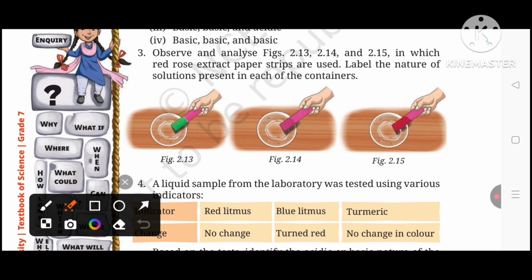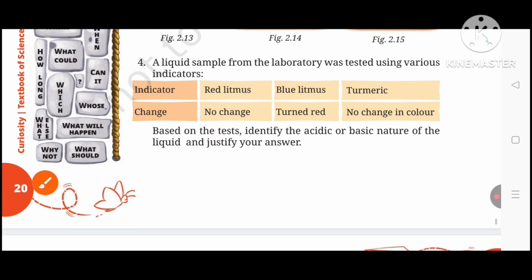If the red rose extract remains its color, or the change in color is very low, then the substance present in this petri dish may be mildly acidic in nature, and we can say that it is a neutral sample. Let us move towards our next question.